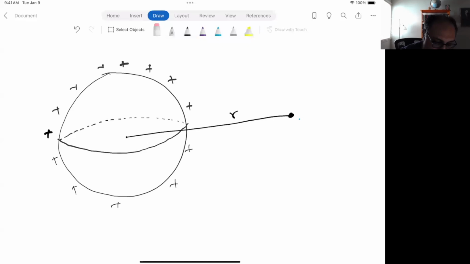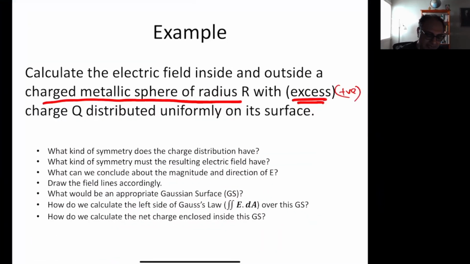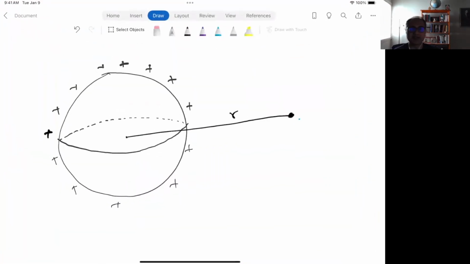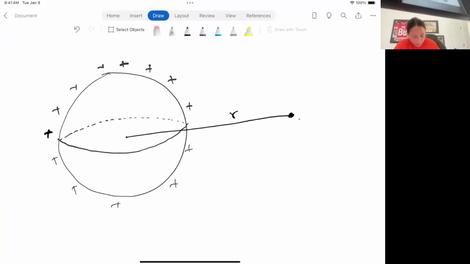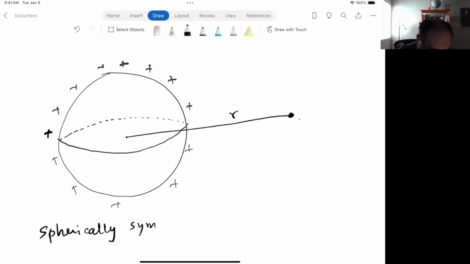So how do we do it? I've broken it up into steps for you, so let's try to answer each of these questions. The first question is, what kind of symmetry does this charge distribution have? Remember that the charge is distributed uniformly over the surface of the sphere. Of the three types of symmetry that we talked about in the last class, which one applies here? Spherical. Yes, the charge is distributed over a spherical surface, so the charge distribution is spherically symmetric.